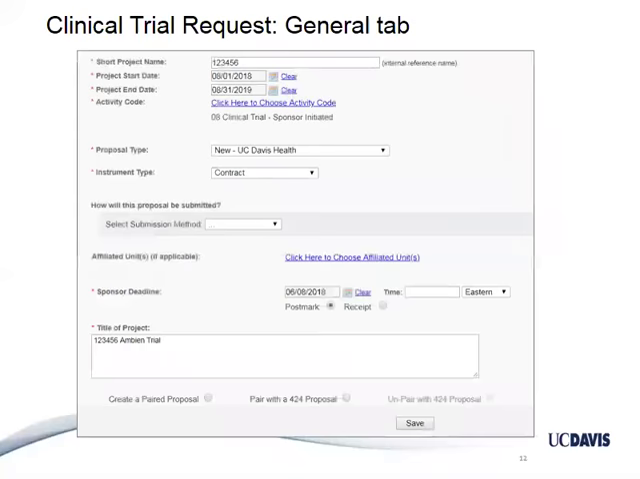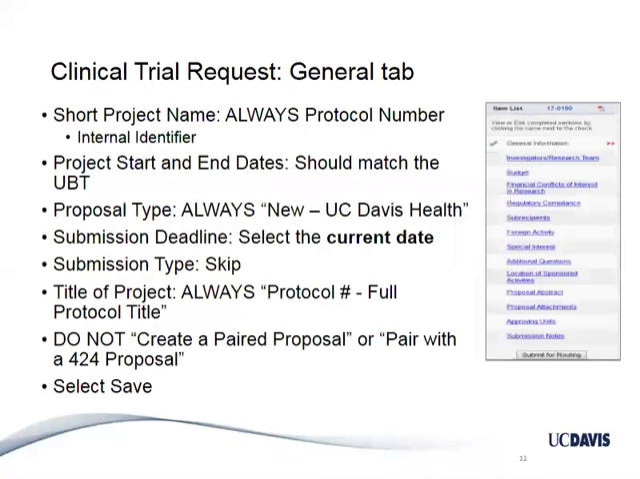I was saying how the short project name is a little different. So in these instances, you're always going to enter the protocol number. It's an internal identifier is what that field is. Your project start and end date should always match the UBT. Your proposal type, when you're submitting anything to the contracts office, you're going to select new UC Davis Health. Even if it's an amendment or something like that, you're always going to select new UC Davis Health.